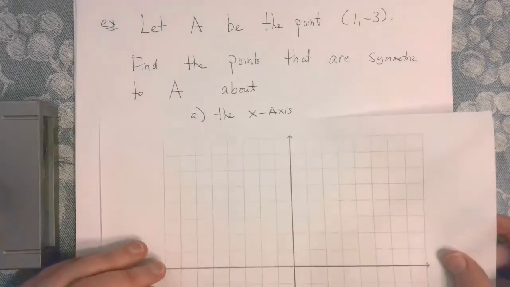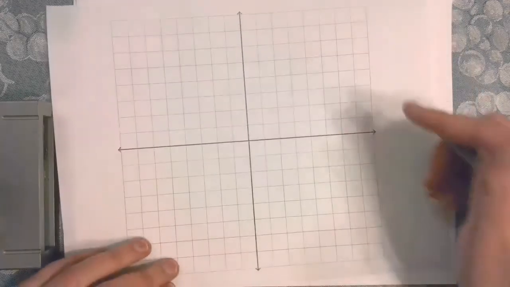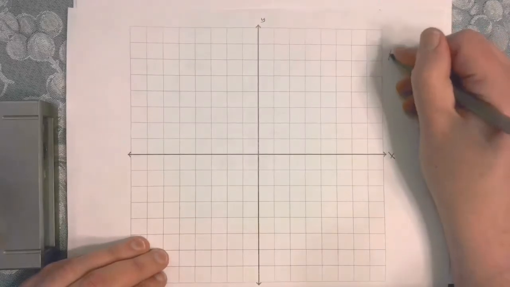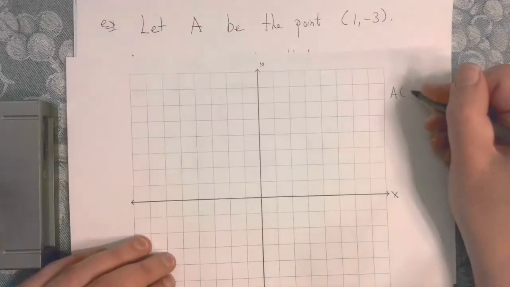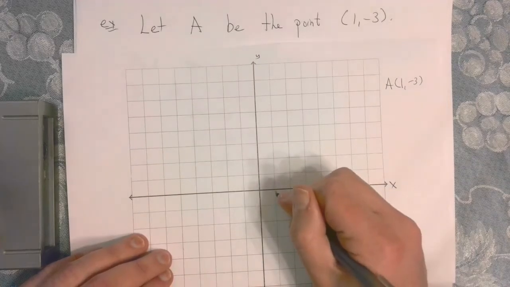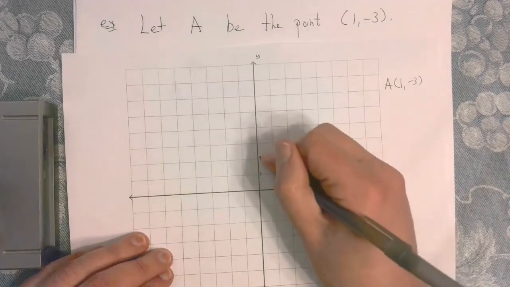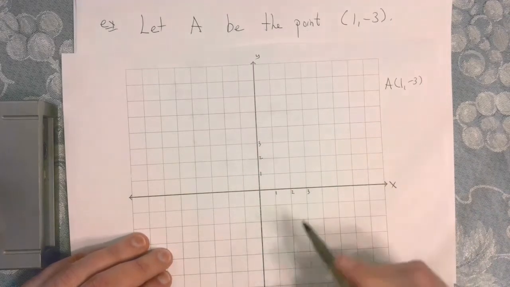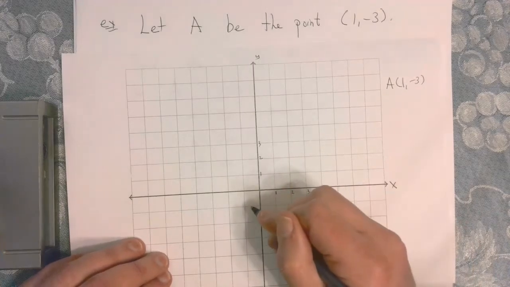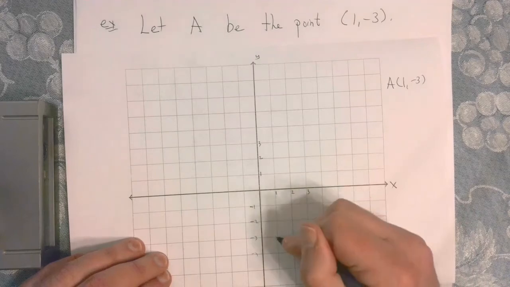Okay, so first, let's talk about the point that's symmetric to this about the x-axis. So I'll say this is my x-axis and this is my y-axis. And so we said A is the point (1, -3). So let's plot that. Let's give this a scaling. We'll say that's 1, 2, 3, and that's 1, 2, 3. So we've got the point (1, -3). That's over 1, down 3. So that's the point A.